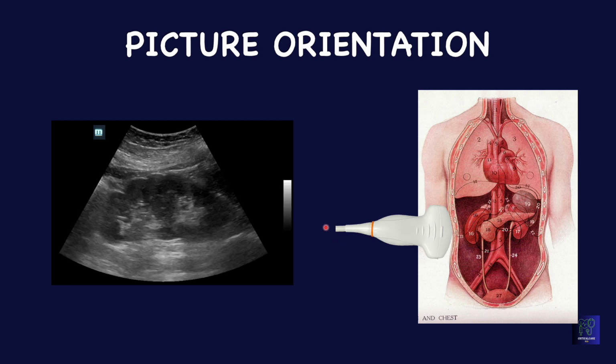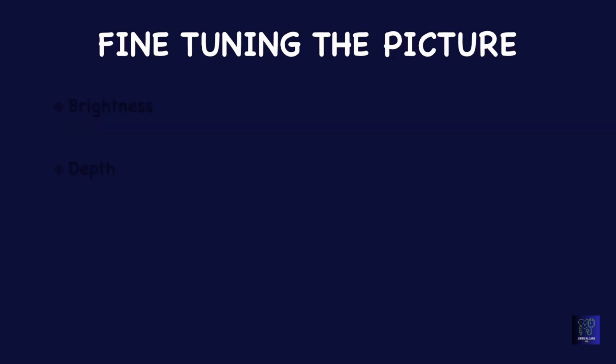But if the probe was held this way with the orientation marker towards the patient's bottom, then this marker M corresponds to the caudal aspect of the kidney, making this the inferior pole and this the superior pole of the kidney. So it's very important to know how the probe was held in order to properly identify the anatomic aspect of the organs.